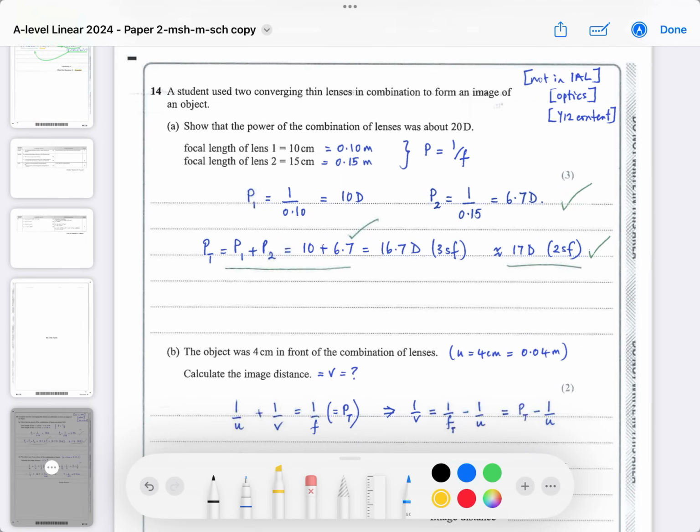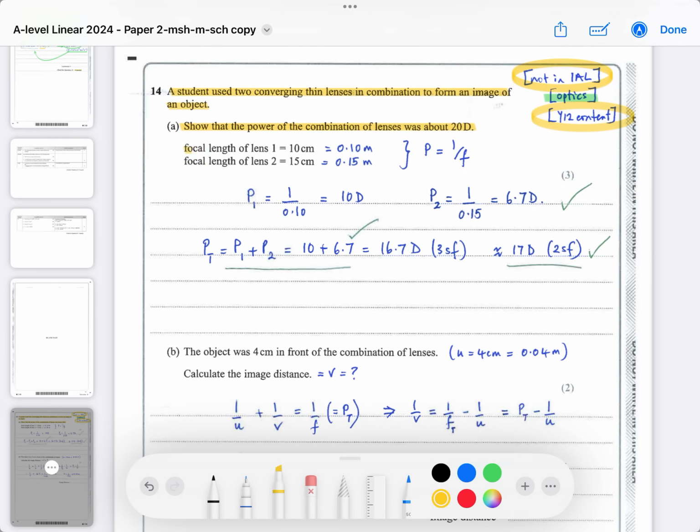Okay, question 14. A student used 2 converging lenses in a combination to form an image of an object. This is from year 12 content, but it's not in the international A-level, because optics, as in lenses, is only studied in the linear. So linear only. And they want you to show that the power of the combination of lenses is about 20 diopters. So the power is in diopters.